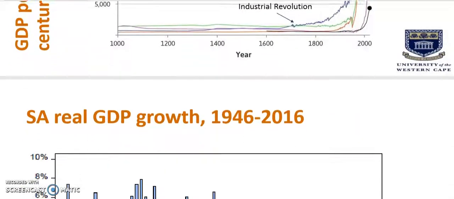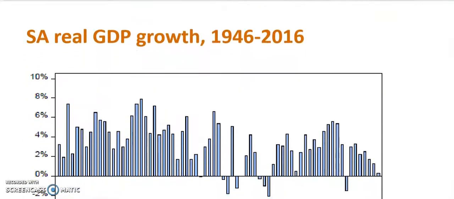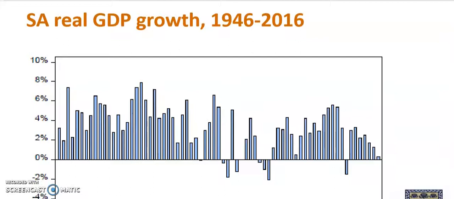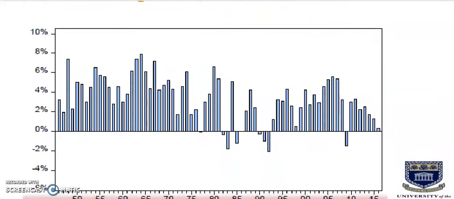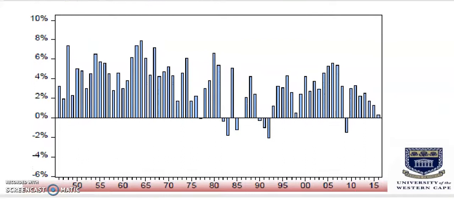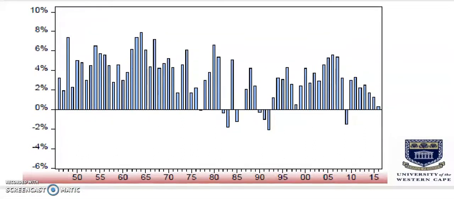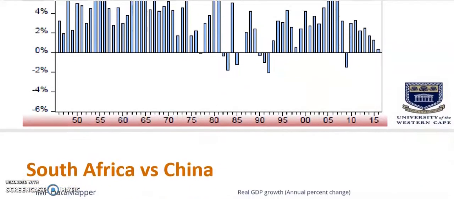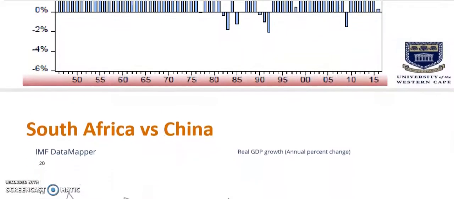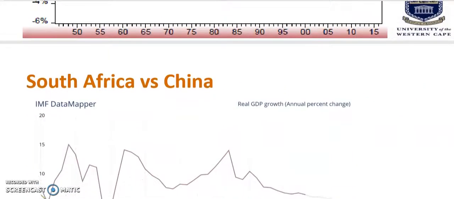The following graph shows South Africa's real GDP growth from 1946 to 2016. As you can see, South Africa's real GDP growth has been positive in most years, with the exception of a few years where the bars are pointing down. Also in 2009, South Africa's real GDP growth was negative, and this could be due to the fact that there was a global financial crisis.